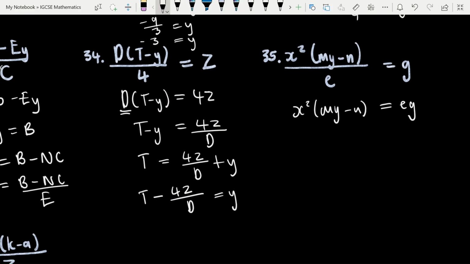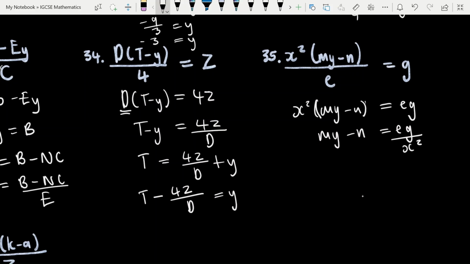Now what do we do next? We take x squared, obviously, because it's affecting everybody. We need to remove that bracket. We don't need it. So it's going to be my minus n is equal to eg over x squared. Remember, look at what it's doing, so that when it goes to the other side, it will do the opposite. x squared was multiplying because there was a bracket. If it goes to the right, it will divide. That's the opposite of multiplying.